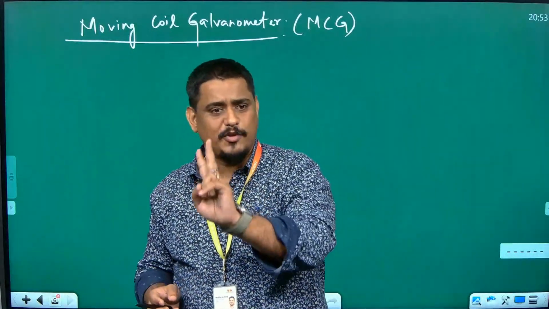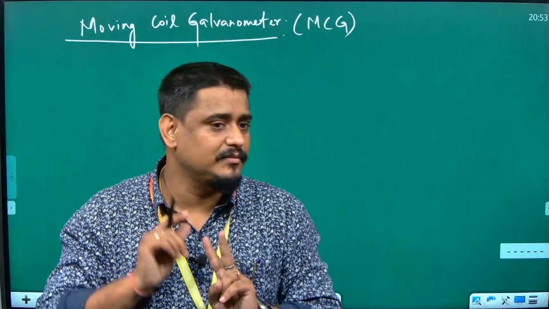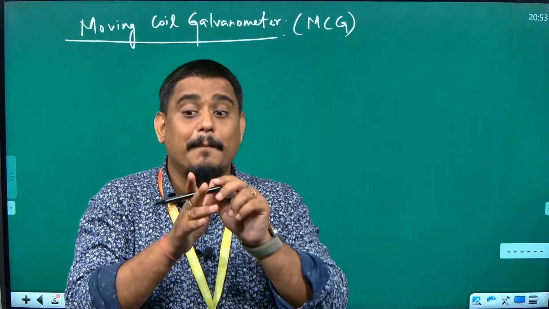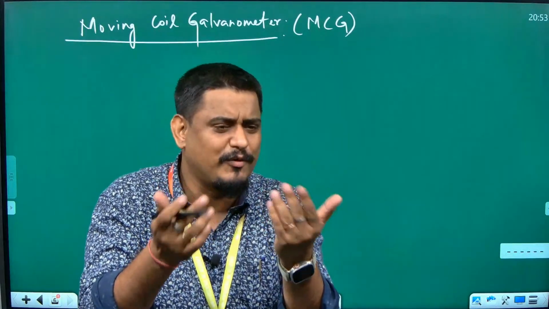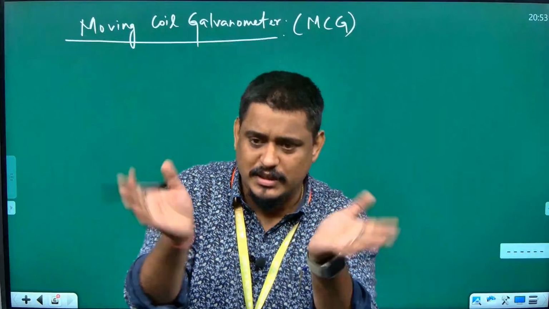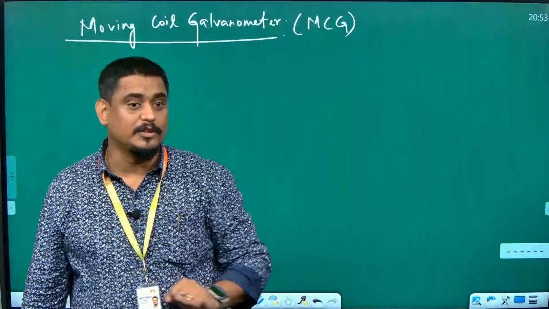So the two problems you understood. The first problem is the dependence of torque on theta. The second problem is making my needle come back to the original position after the deflecting torque is removed. So I will talk about how both these problems were solved.